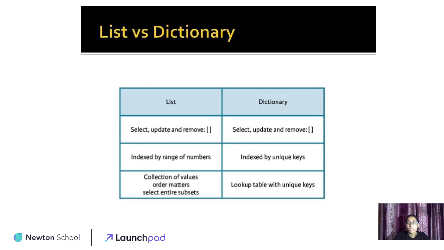Now, what is the difference between a list and a dictionary? A list can select, update, and remove. A dictionary can also select, update, and remove. Both are the same in structure. Lists are indexed by a range of numbers, and dictionaries are indexed by unique keys. A list is a collection of values where order matters and you can select an entire subset, while a dictionary is a lookup table with unique keys.